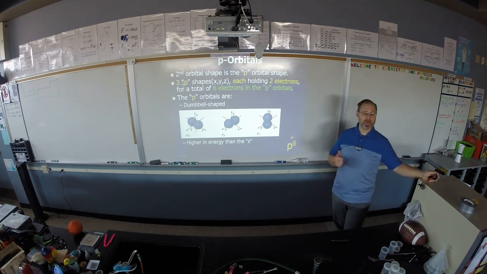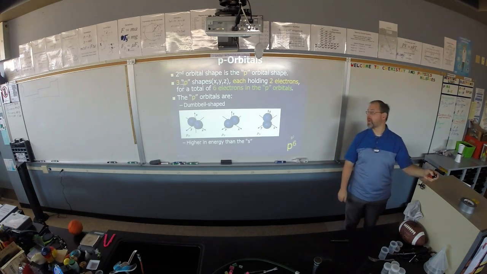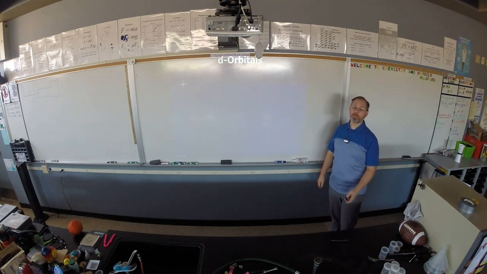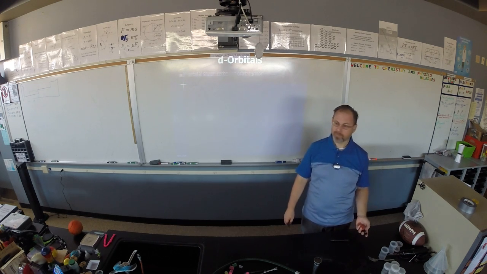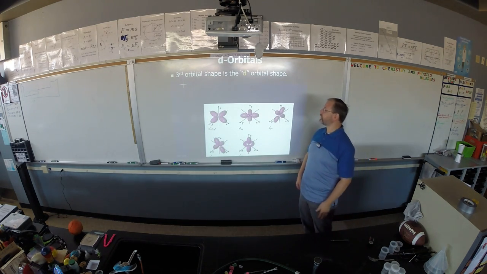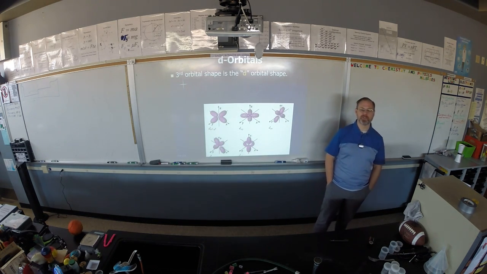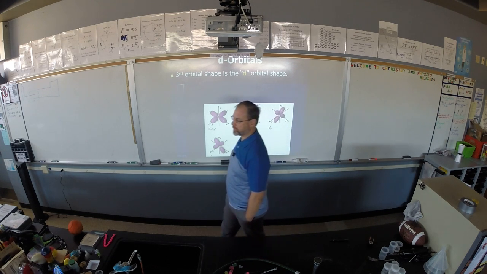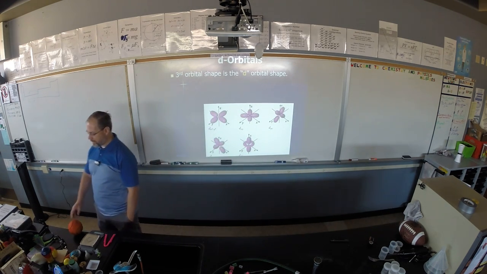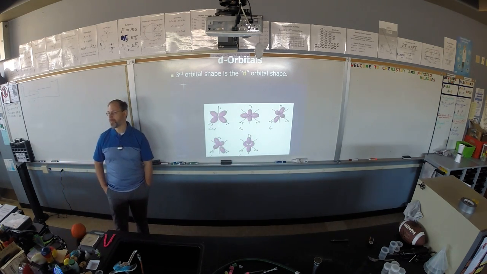Okay. Give me a thumbs up if you're ready to talk about the next one. Does anybody know what the next one is? D. Excellent. Yeah, I remember from your crossword. The d orbitals are next. There are 5 d orbitals, and don't worry, I'm not going to ask you to draw the orbitals. I'm not going to ask you for that.